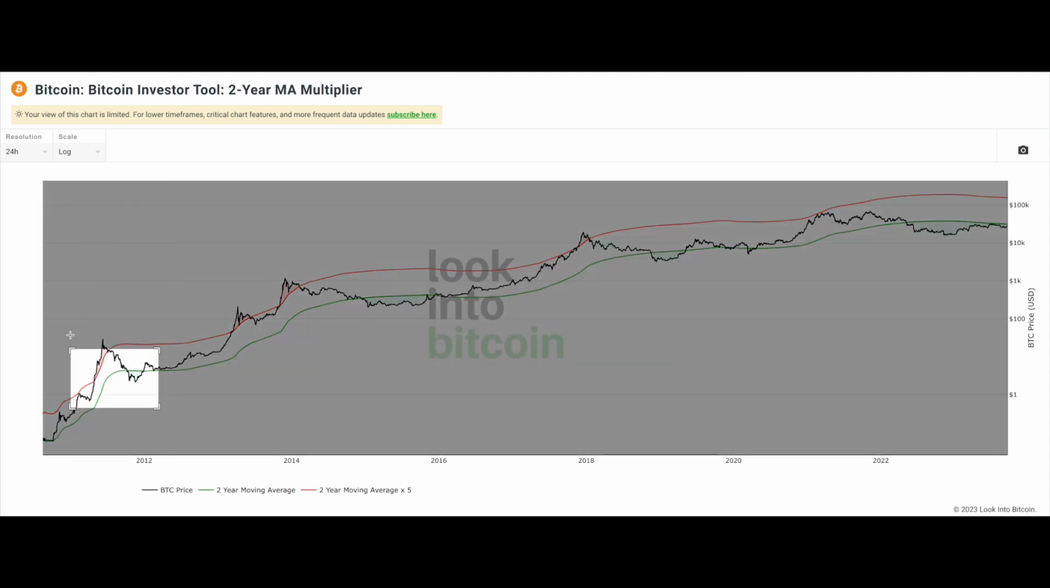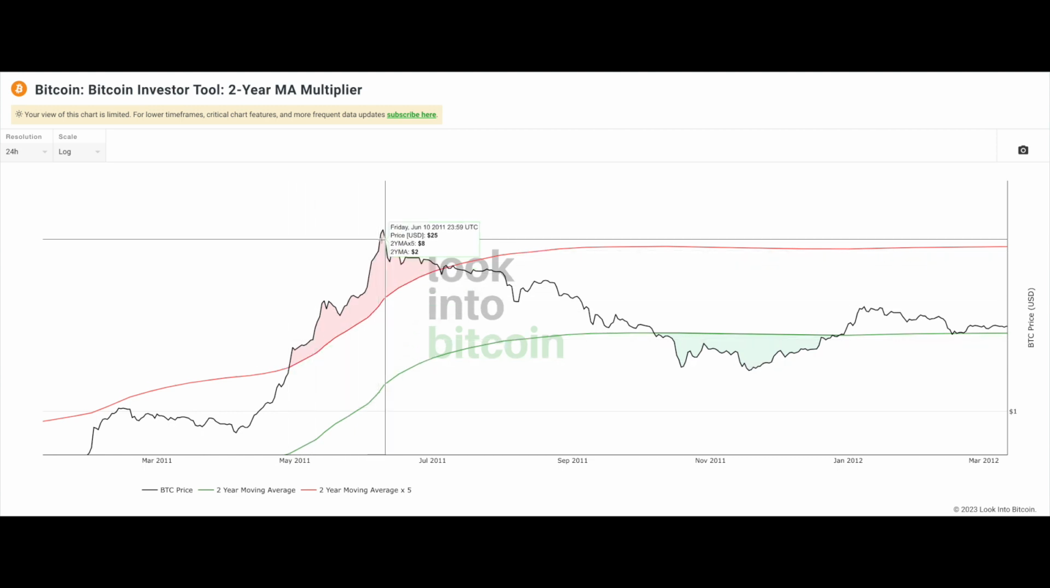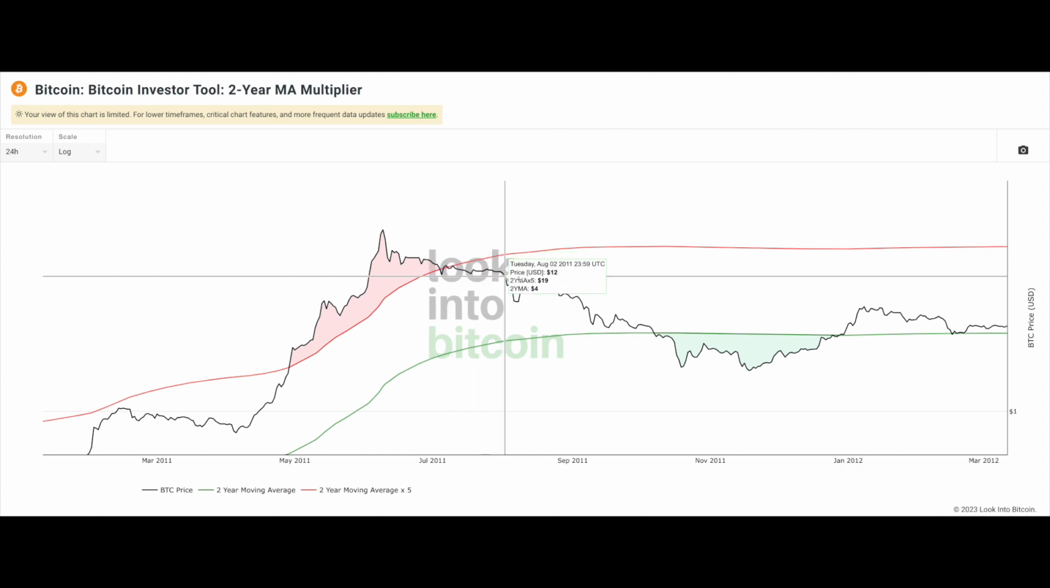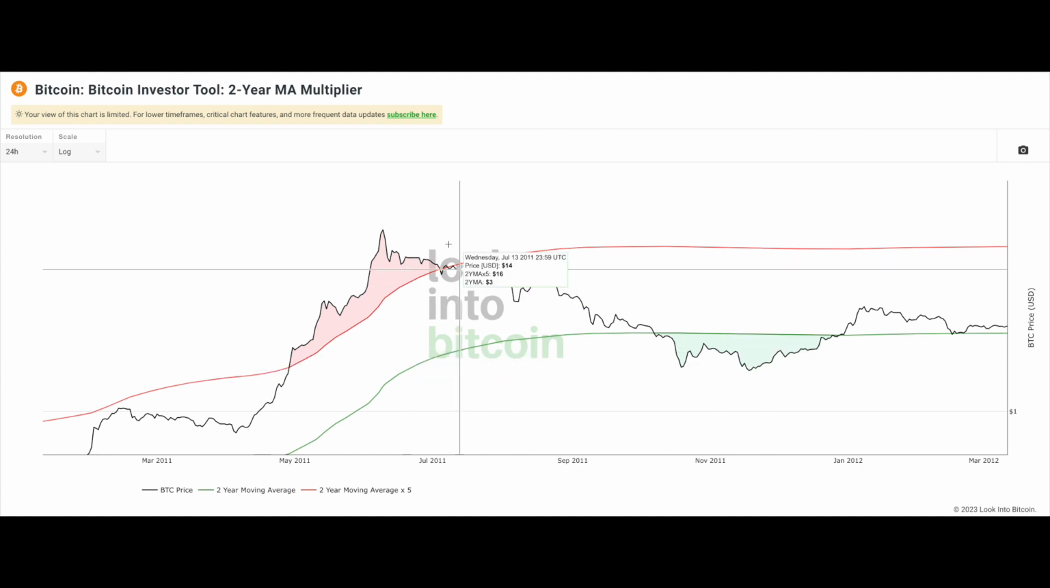Diving into Bitcoin's first cycle in 2011, we can see that once we broke that red 2-year moving average, we quickly ran all the way up to our all-time high around $30. And once we broke back below that moving average right here, that is what truly led us into our bear market. And of course, once we broke this green moving average, that's what led us into this period of oversold conditions. Whenever it is green, that means it's oversold and it's historically a good time to buy. And again, red represents overbought or exhaustion in the market and is a good time to sell.